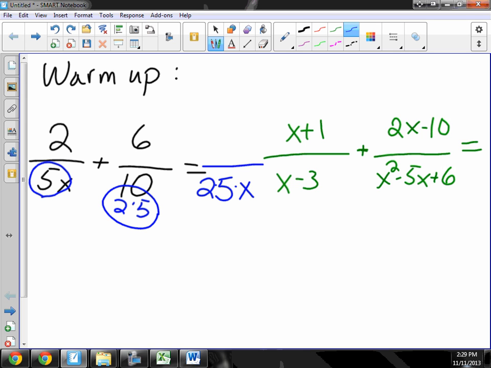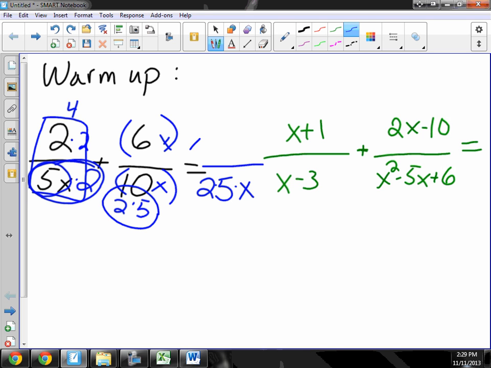What is this fraction missing? A 2. So I times it by 2 over 2, and now the denominator matches, and on the top I get 4. What is this denominator missing? It's missing an x, so I times x over x. So it's 6x plus 4.